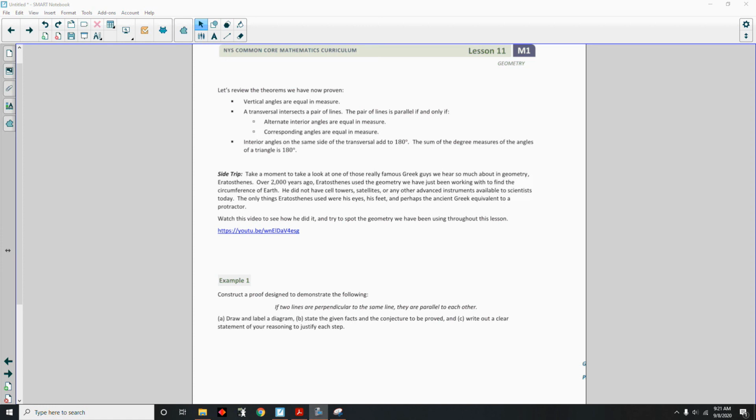Side trip. Take a moment to take a look at one of those really famous Greek guys we hear so much about in geometry, Eratosthenes. Over 2,000 years ago, Eratosthenes used the geometry we have just been working with to find the circumference of Earth.